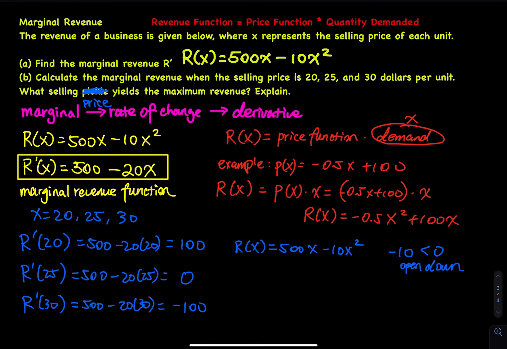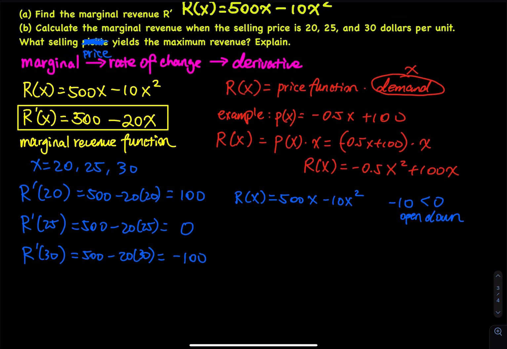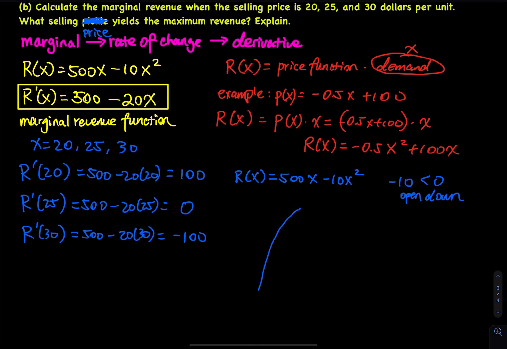What does an open down parabola look like? An open down parabola looks like this. So we have a parabola that opens down, and then what about the slope? When x equals 25, we are right here. We are at the top of the mountain. When x equals 20, we are right here. When x equals 30, we are right here. So we have x equals 20, x equals 25, and x equals 30.